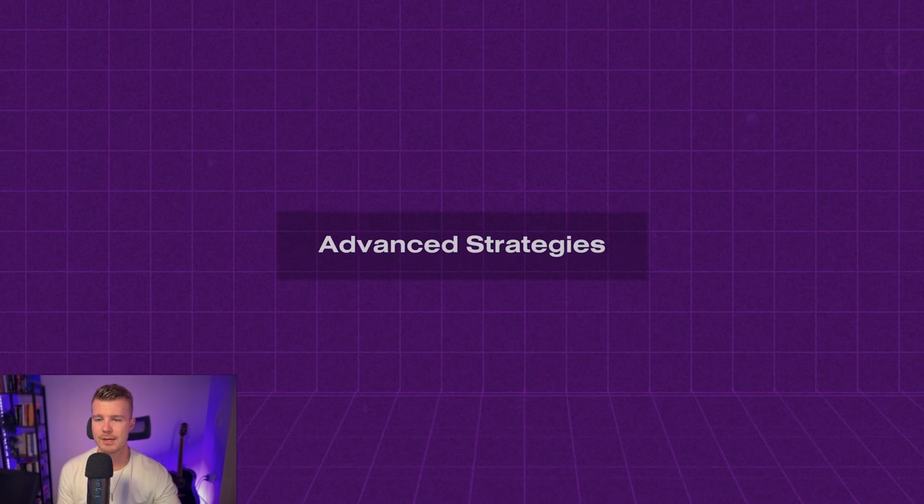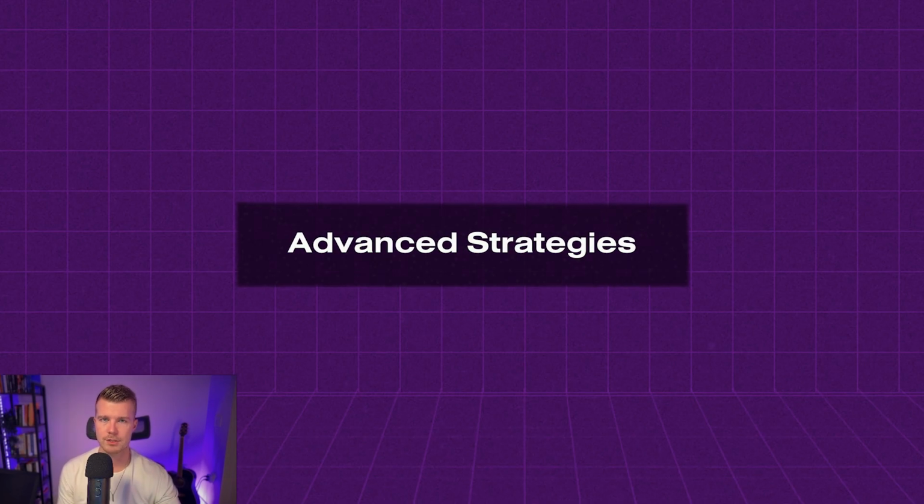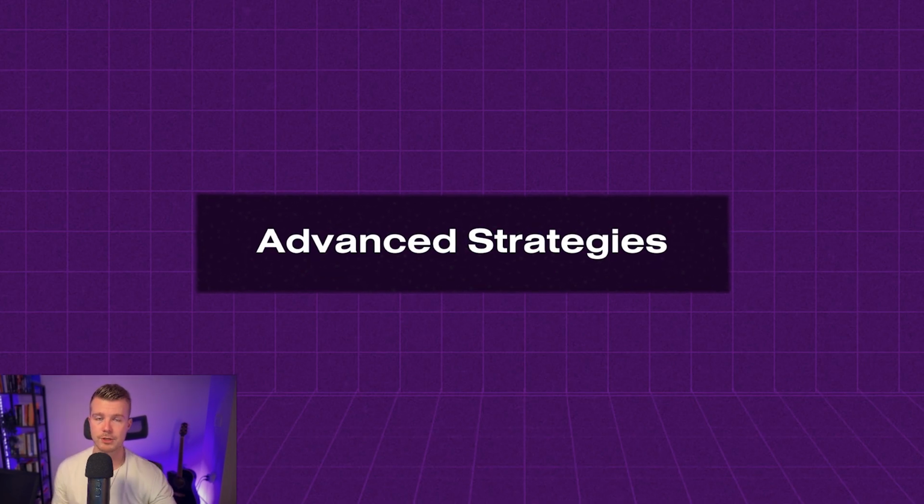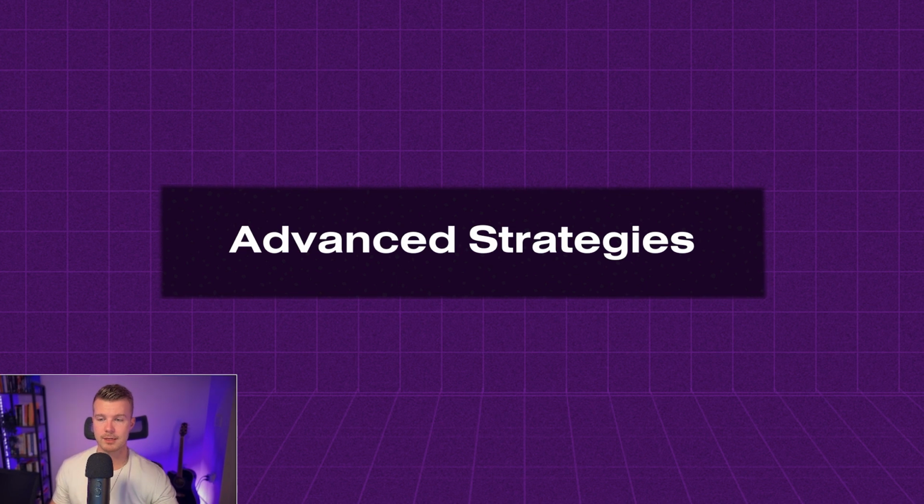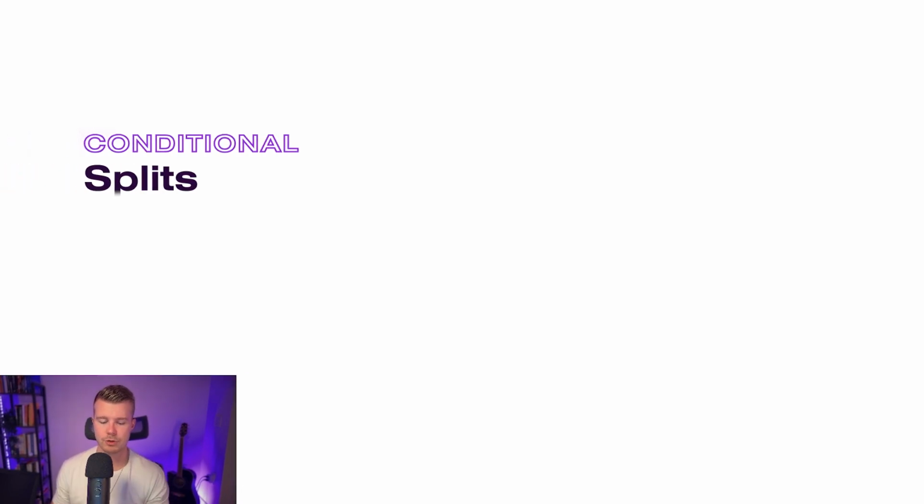Now, the next piece here is just some advanced strategies. So this is, once you've got the foundations, you can start building upon these things. So the first thing is conditional splits. I showed you a little bit about what kind of conditional splits we can do, but these are some other ideas that work really, really well for our clients. The first one is cart value. So if you've got radically different cart values, you might want to have different discounts.